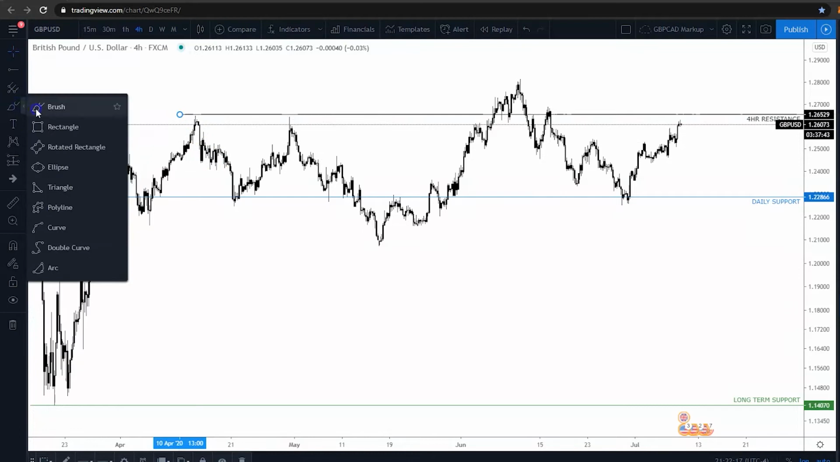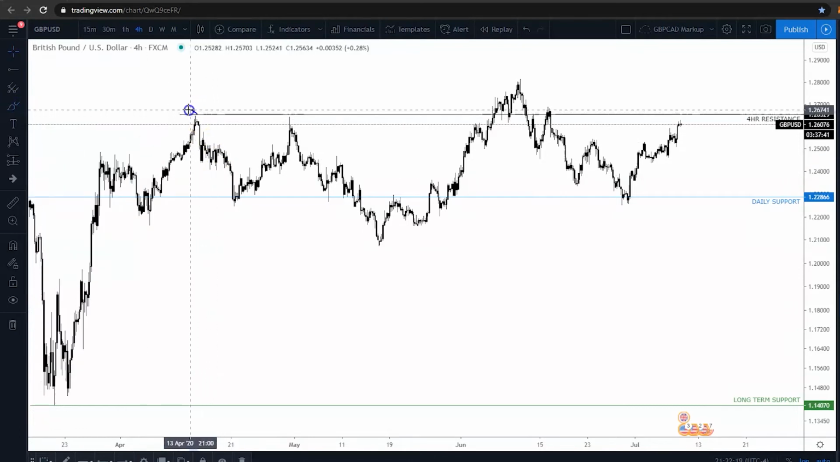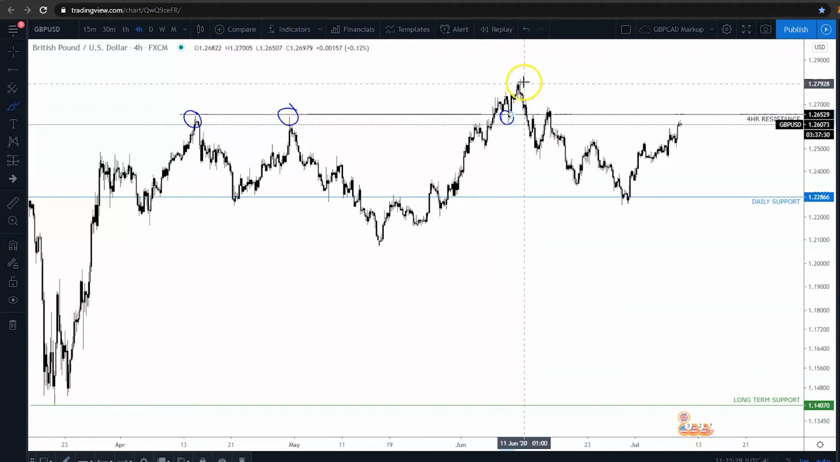Oops. So I'm just going to get my brush tool. Price tried to break through here. Price tried to break through here. Price came up, broke through, and then retested and used this area as support here. Then it broke back down, retested resistance. Retested resistance. And so now price is in the zone. So I'm already in a sell on this one.